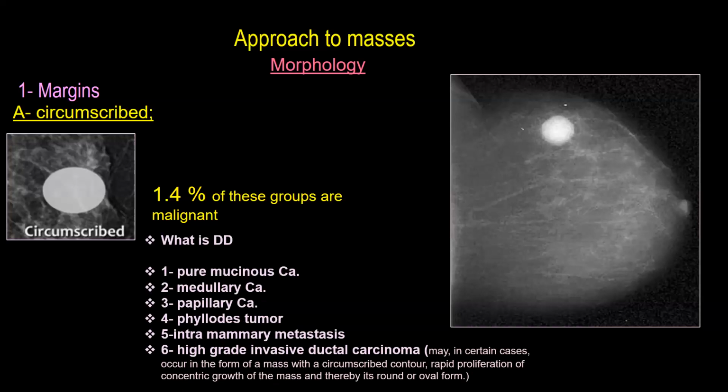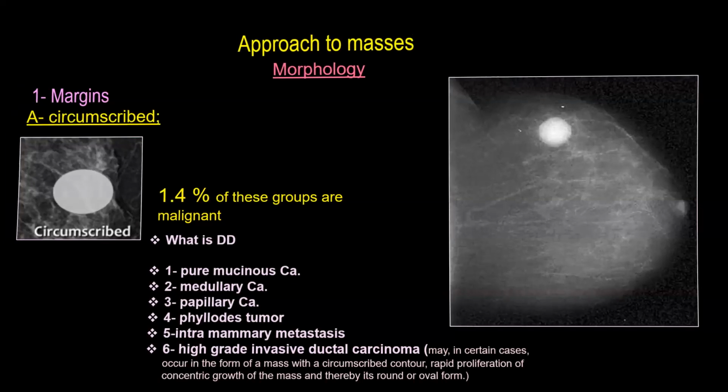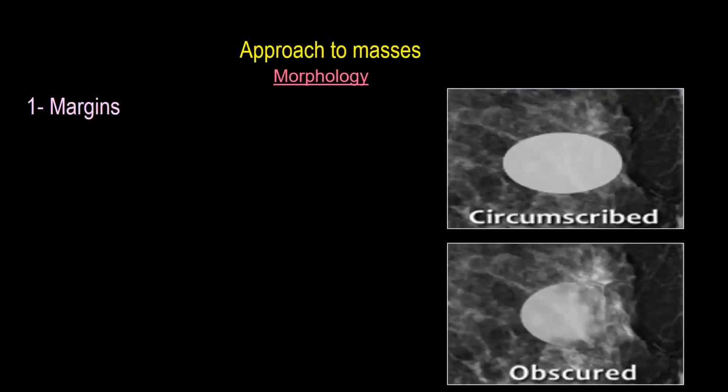rapidly developing, okay, or rapidly proliferating concentrically, growing as a round or oval mass, giving a circumscribed margin. No time to infiltrate, to invade, because it is rapidly growing. Not all invasive cancer, but some of high grade can be like this, especially triple negative. You might find some triple negative appear as circumscribed masses.